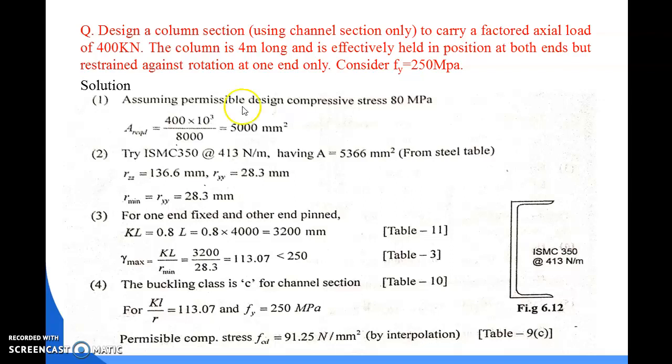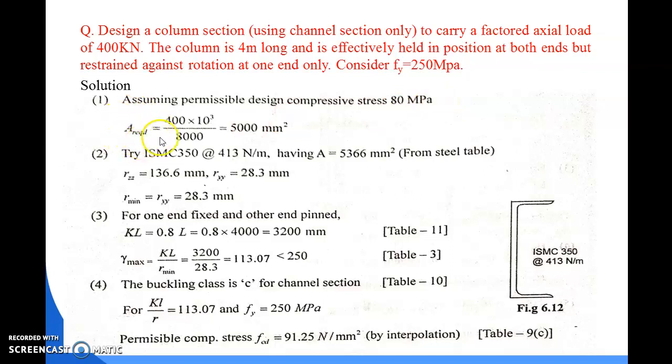So basically, first of all, we need to find out the permissible design compressive stress, which is constant for the angle, I and channel sections. So we know that stress equal to force per unit area. Hence, area equal to force by stress. So 80 MPa is the value of design compressive stress, which is common for all the compression members except built-up I-bar. For the built-up I-bar, the value of design compressive stress is 100 MPa or 110 MPa. So here, for the channel section, we will use the design compressive stress as 80 MPa.